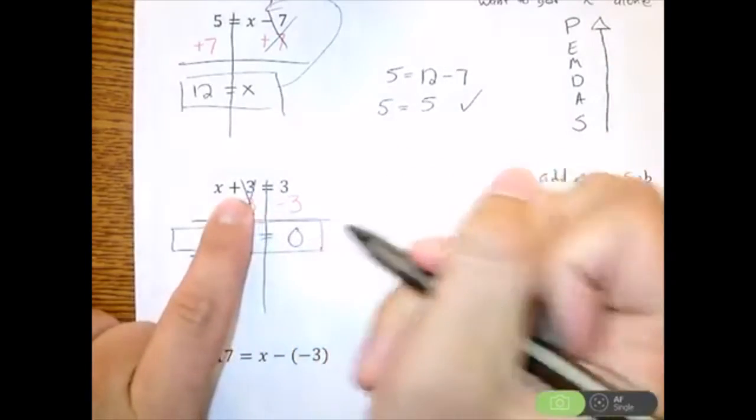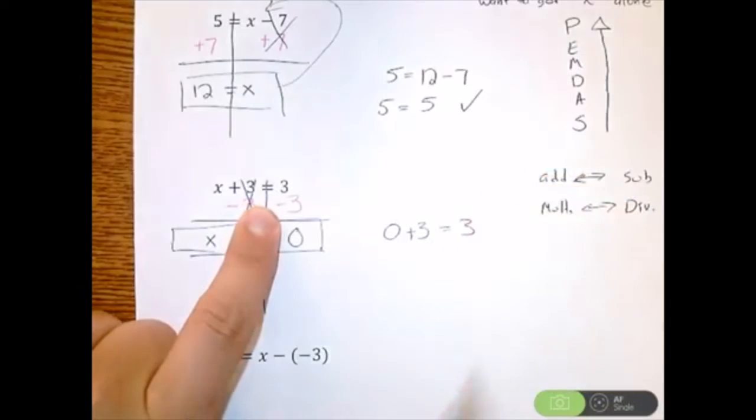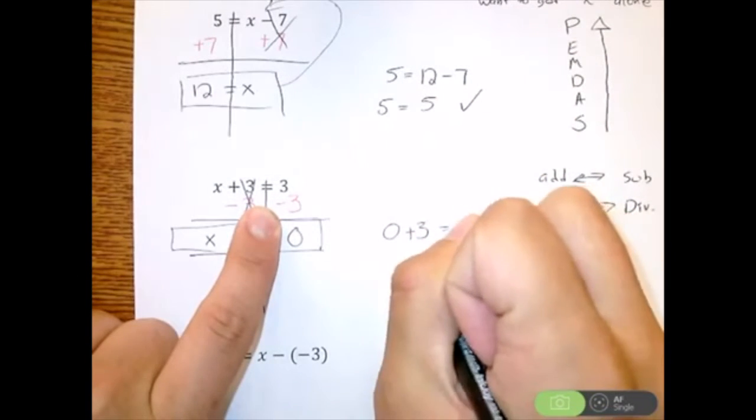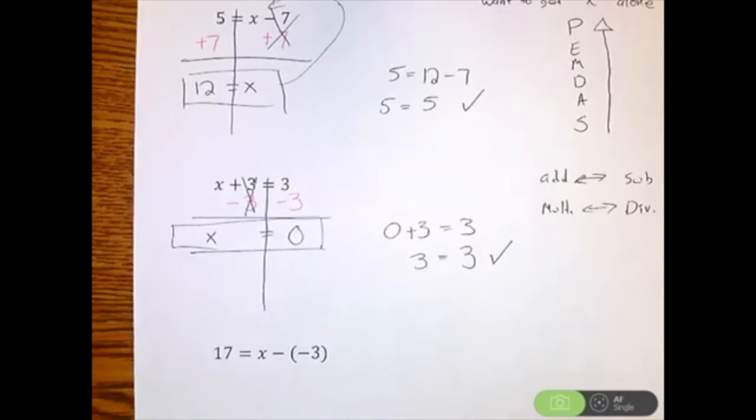So let's check it, make sure it works. We're going to plug 0 in for x up above, so that's 0 plus 3 equals 3. Clean up the left side, 0 plus 3 is 3. The right side, I have a 3. 3 equals 3, we're good to go.